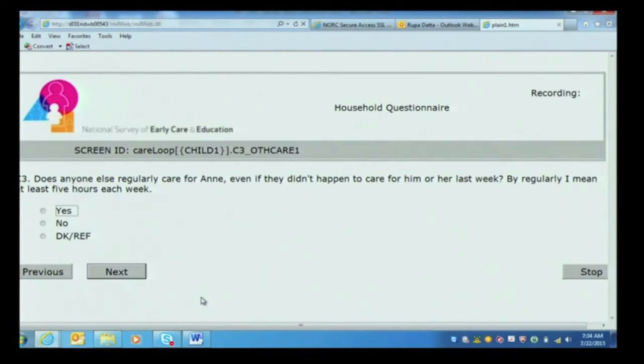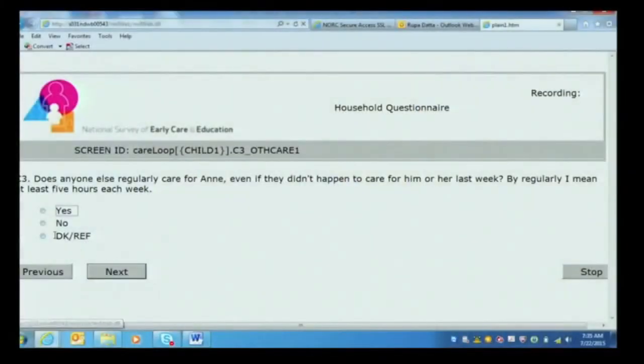Does anyone else regularly care for Anne, even if they didn't happen to care for him or her last week? By regularly, I mean at least 5 hours each week. So if there had been something unusual, if a provider had been on vacation last week, and so Gina was just subbing for the usual after-school provider, for example, we would want to capture that because we did want to get all of the regular care arrangements.